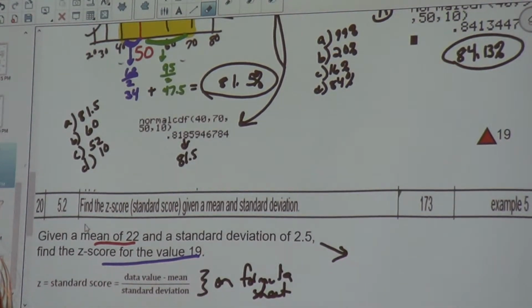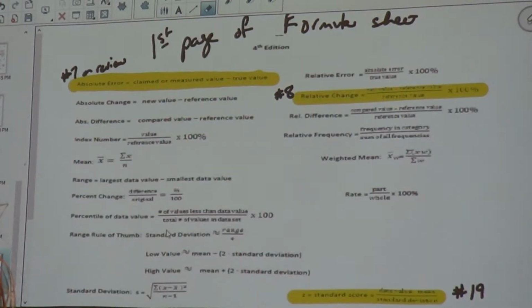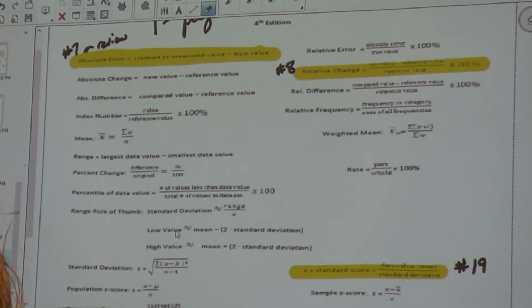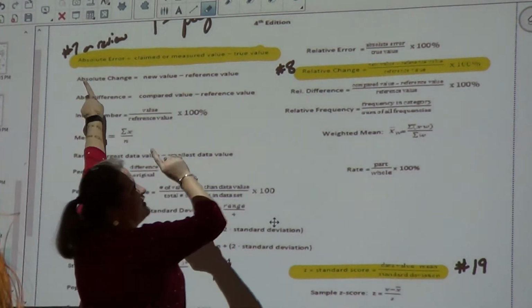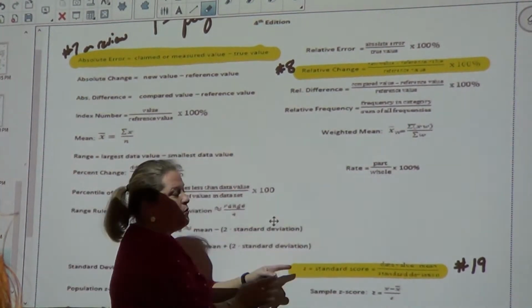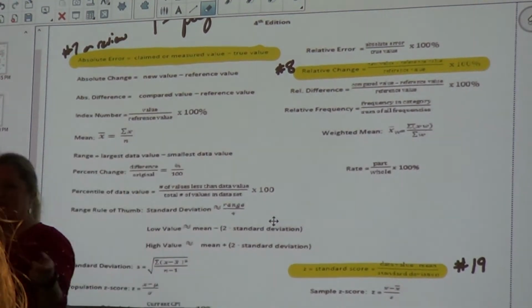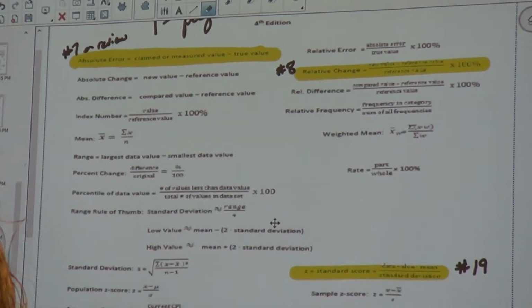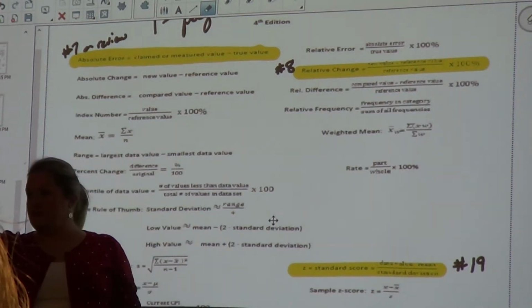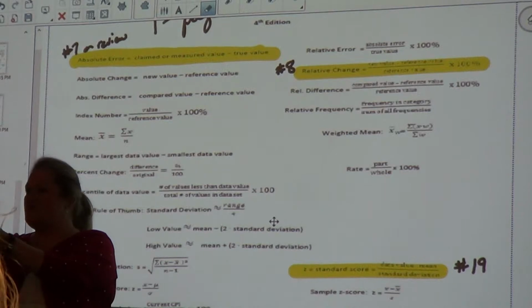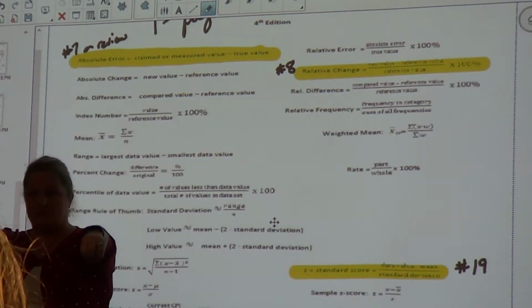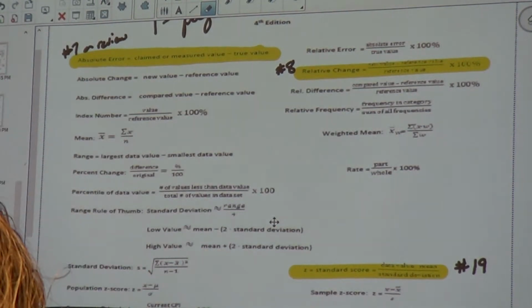Z-score. Okay, back to the formula sheet. Let me see, number 20. Oops, I got 19 here, but it's close enough. So we've done absolute error, we've done relative error, and now we're doing z-score. What does z-score represent? How many jumps my point is from the mean? So the formula says data minus mean over standard deviation.